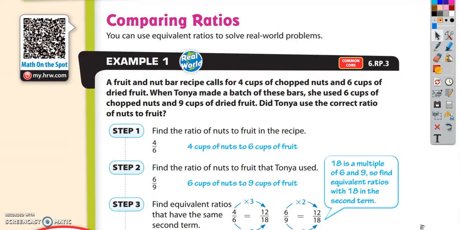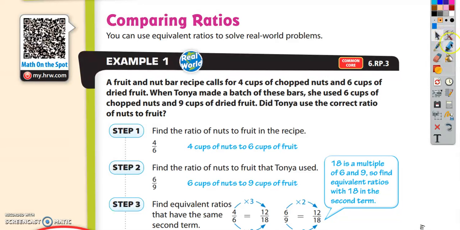Example 1. A fruit and nut bar recipe calls for 4 cups of chopped nuts and 6 cups of dried fruit. When Tanya made a batch of these bars, she used 6 cups of chopped nuts and 9 cups of dried fruit. Did Tanya use the correct ratio of nuts to fruit? So they give her a recipe which she didn't follow exactly, but did she use the right ratio?